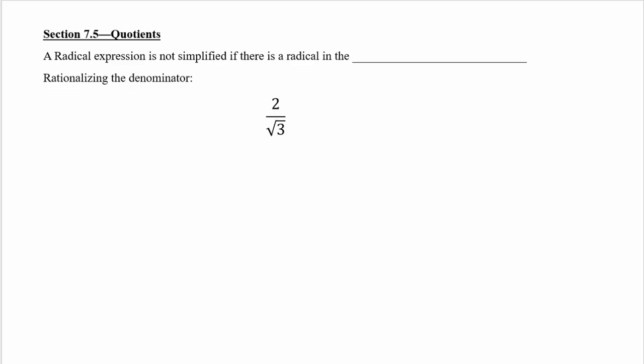Today we're talking about Chapter 7.5, Quotients of Rational Expressions. So a radical expression is not simplified if there is a radical in the denominator. That's a big no-no. You can't leave a radical in the denominator. So we do something called rationalizing the denominator.